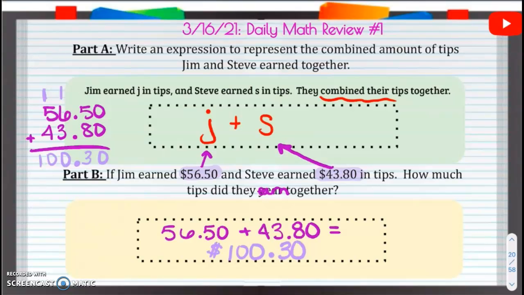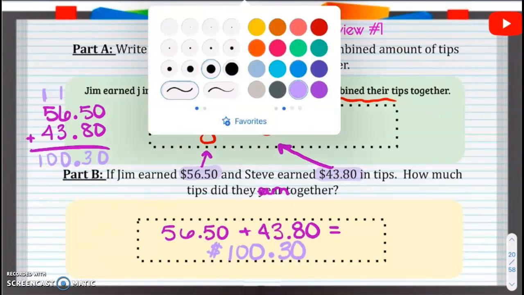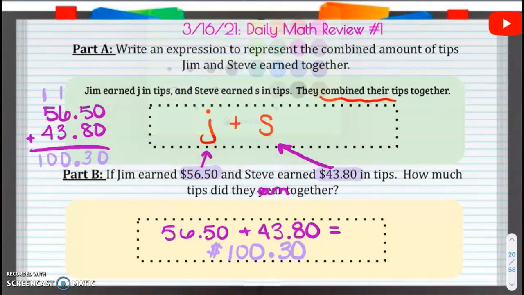$100.30. So all your answer is going to be is $100.30. So that's going to be it for our focus question.